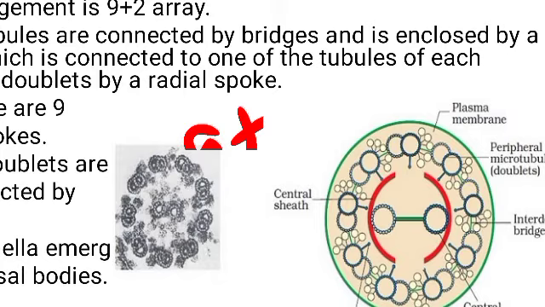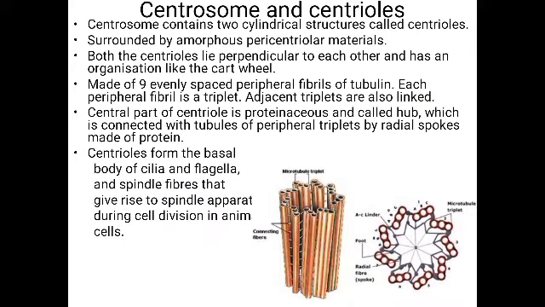Okay, now the peripheral doublets are also interconnected by structures called linkers. These are also proteins only. Both the cilium and flagellum emerge from a structure called the basal body. It is similar to the centriole. So both cilia and flagella emerge from structures called basal bodies, which are similar to the centrioles. Okay, next is the centrosome.